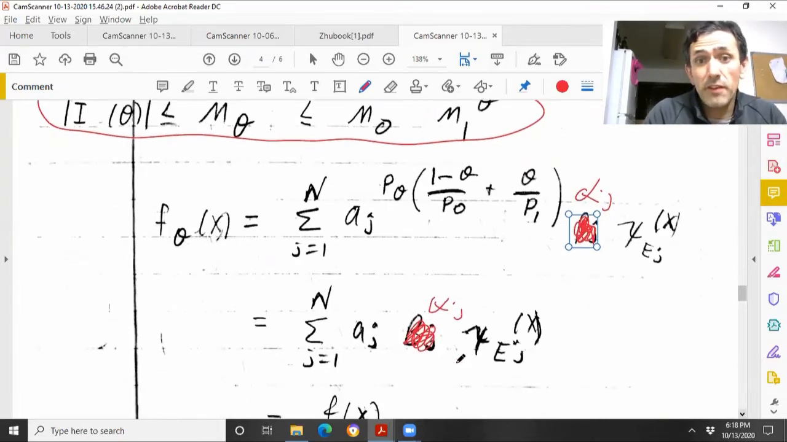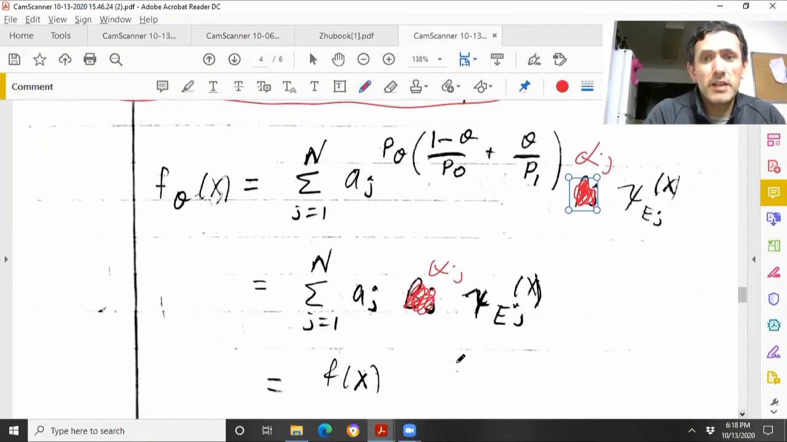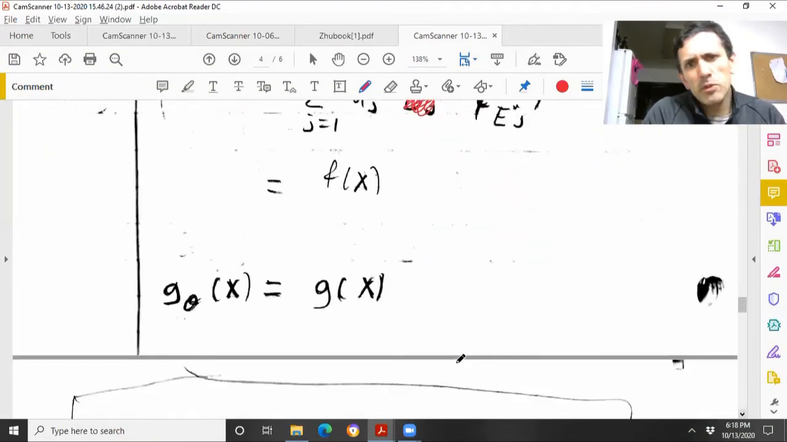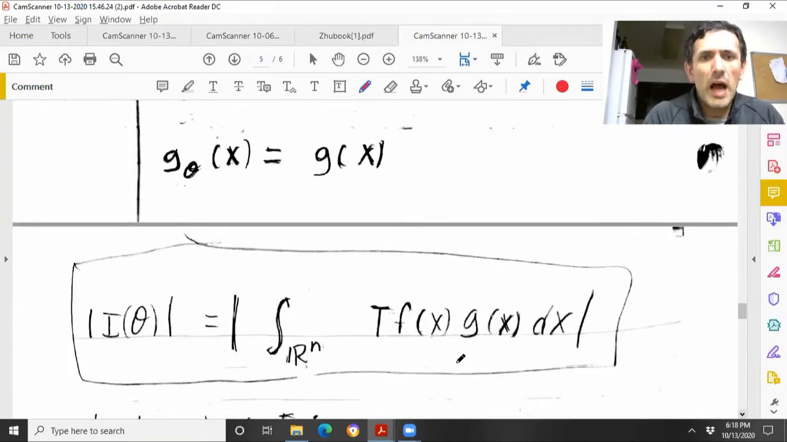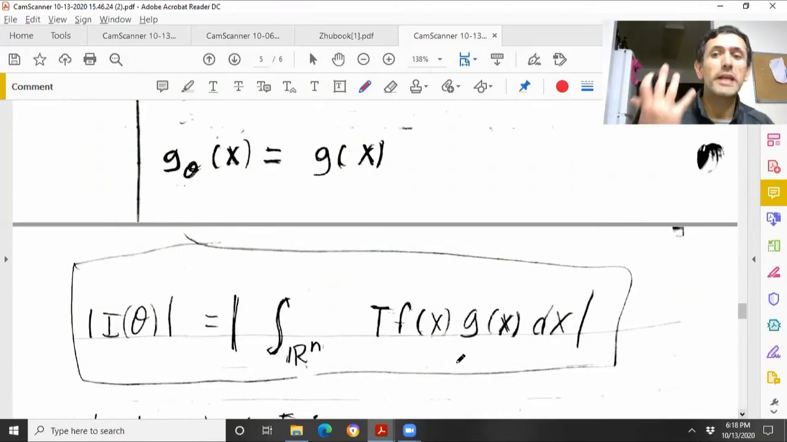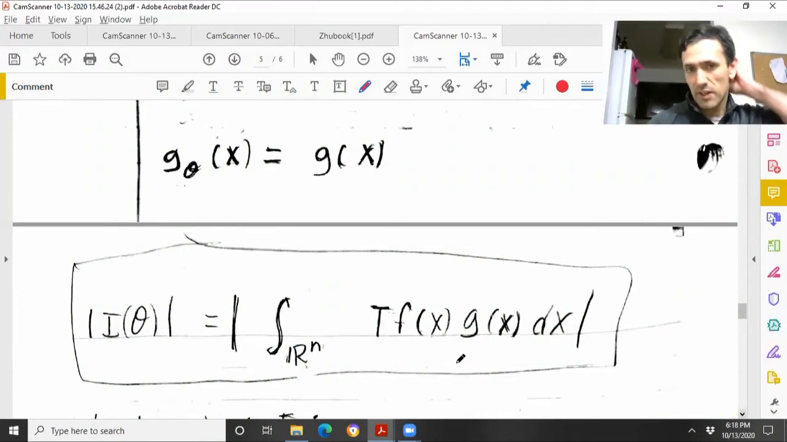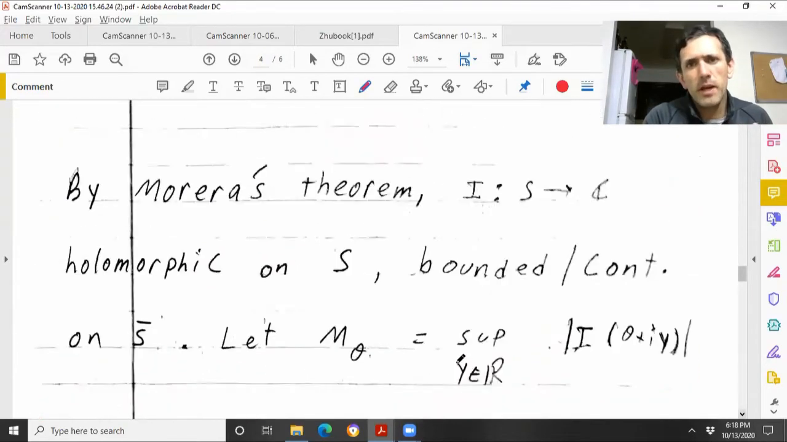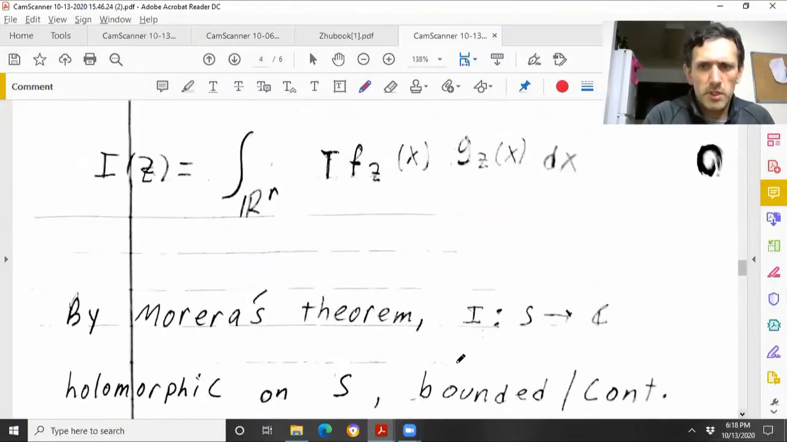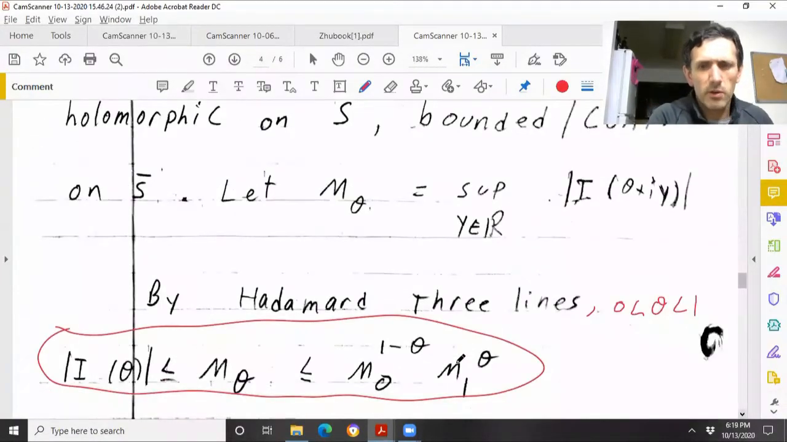But this is what f is. So f theta is f, and similarly, g theta is g. So I theta is just the integral we want. Okay? So now we're getting somewhere. We have this integral that we need to estimate, and we hopefully can estimate it. The stuff on the right here is exactly what we want, and it is.